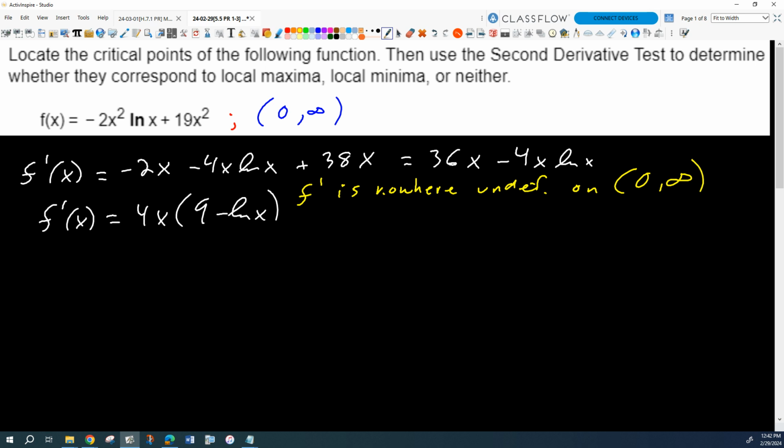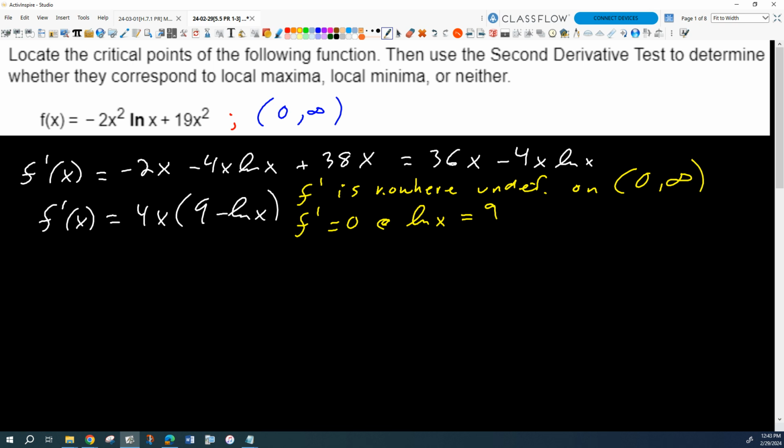Where is it equal to 0? Where x is 0, or natural log x equals 9, right? But is 0 in our domain? No, so we don't need to worry about 0, because although the value of the derivative is 0 at 0, that's not even in the domain of the function or the derivative, because you can't take a log of 0, right? So we only get one critical number.